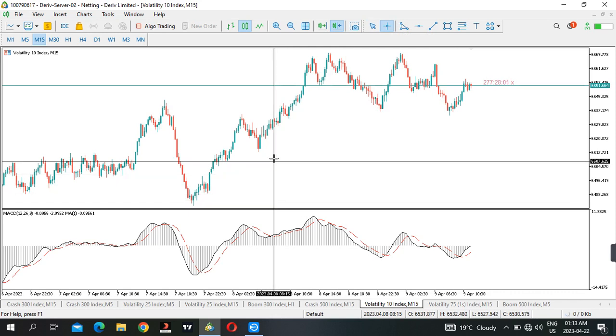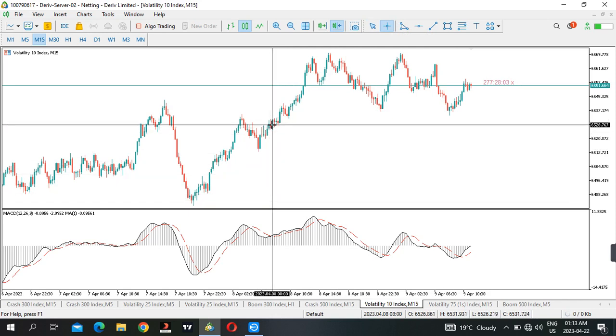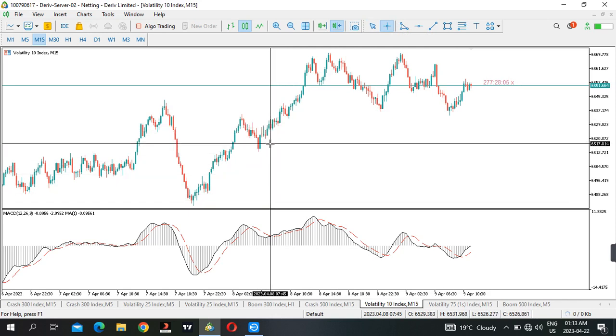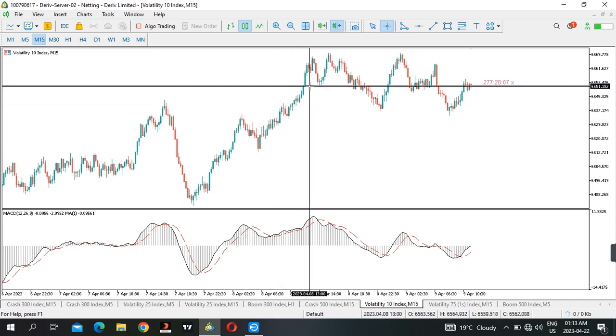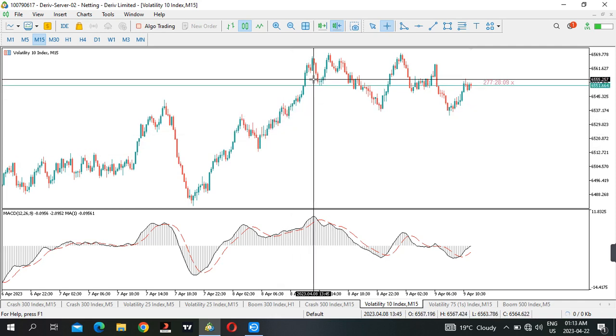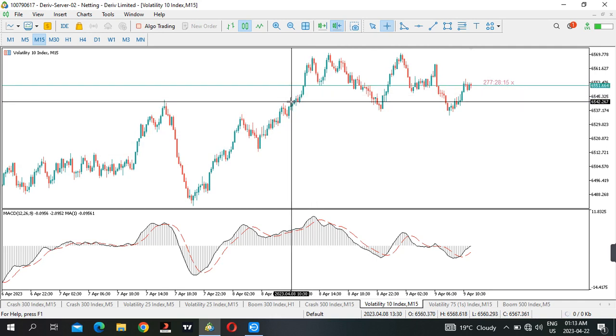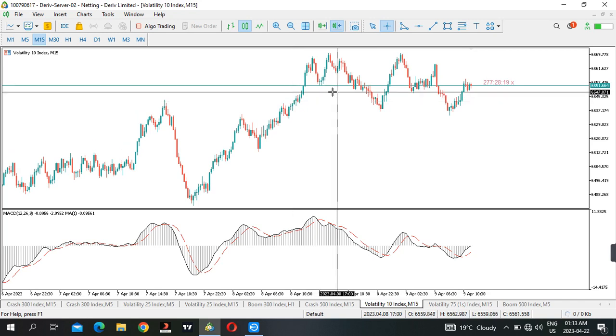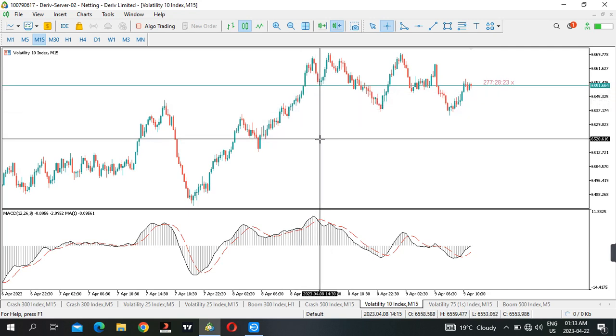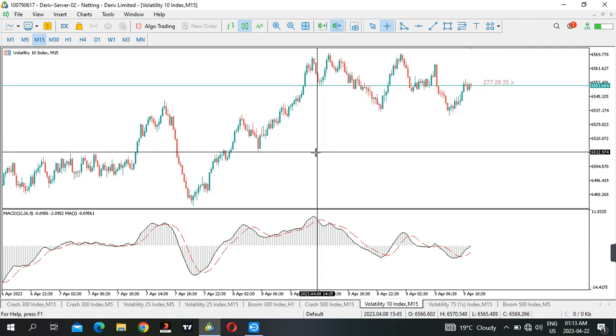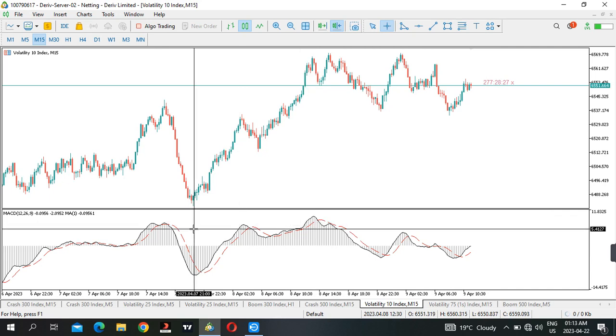That's when they cross. Let's place our stop loss below this low over here. And you hold that trade, and as you can see, it went into profit. That's how simple this strategy is. That's how you enter. Then for your exit, you can exit when the MACD crosses over for your sell to go downwards.